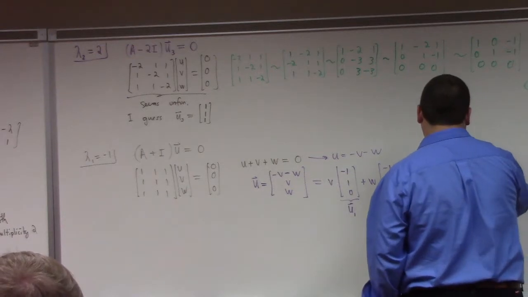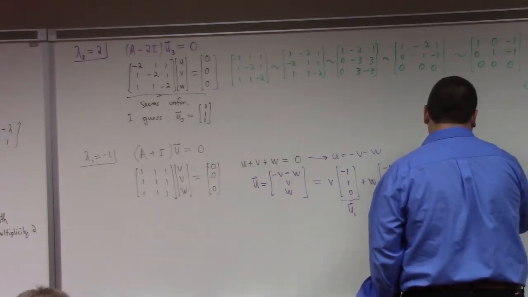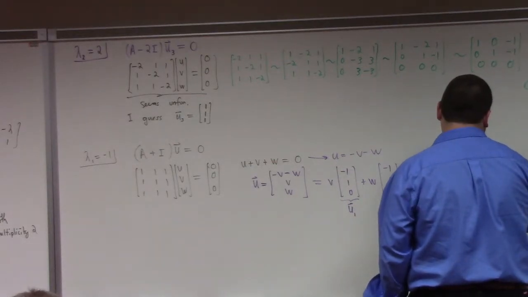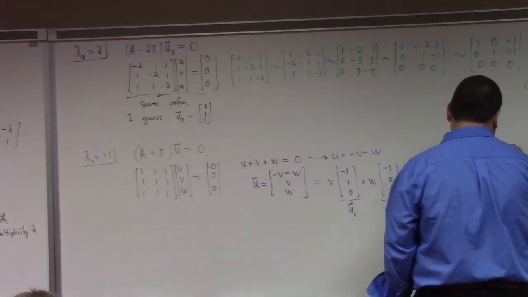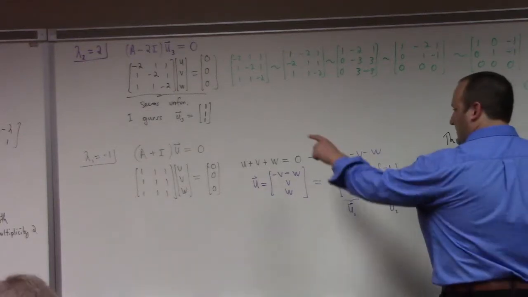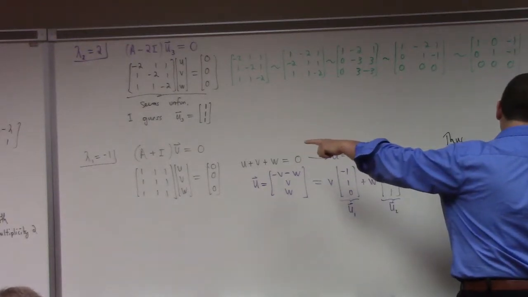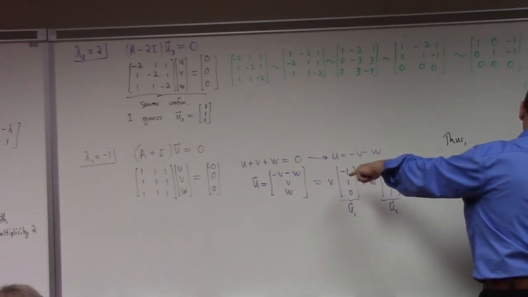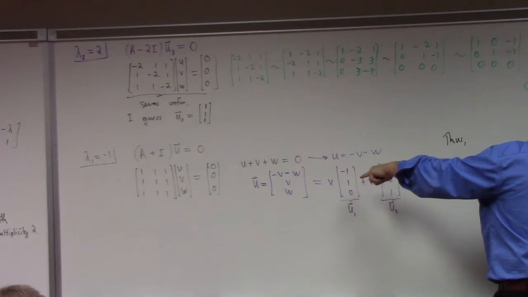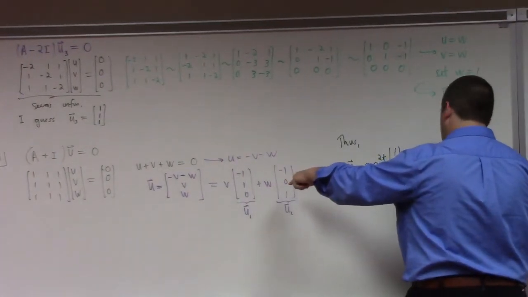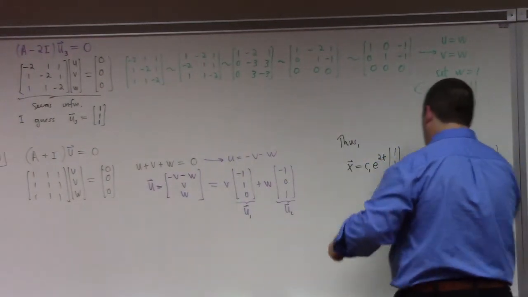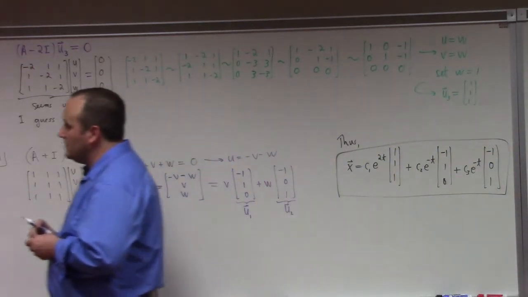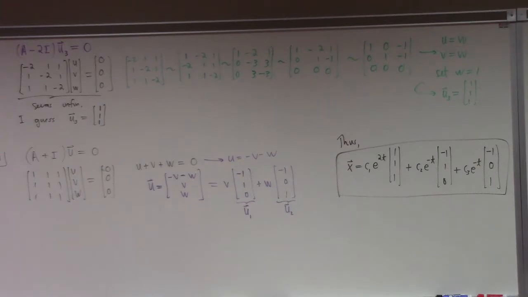So thus x equals c1 e^(2t) (1, 1, 1), plus c2, what was my second eigenvalue? -1. e^(-t) (-1, 1, 0), plus c3 e^(-t) (-1, 0, 1). There you go. That, my friends, is the general solution to example... oh, I forgot to number it. This is example 2, right?